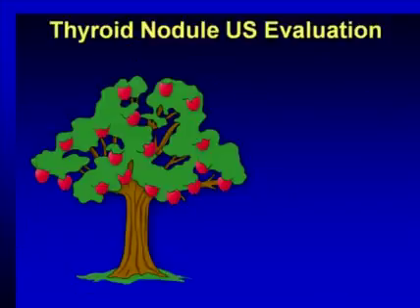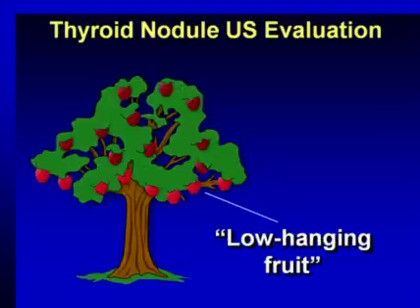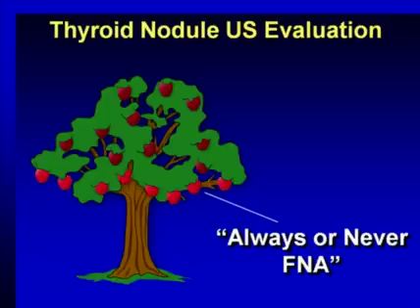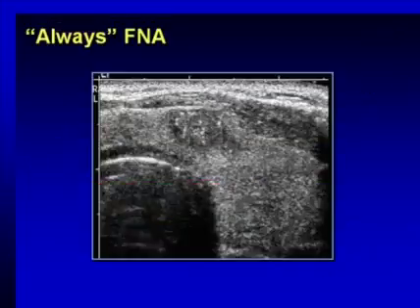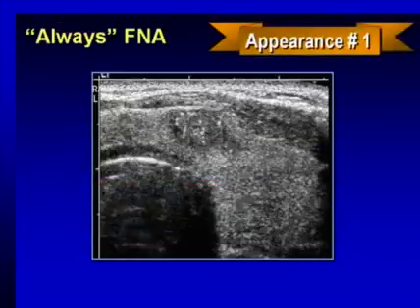Another way to think of this is that there are many thyroid nodules that we will all encounter in our practices. And what we're going to concentrate on today is the low-hanging fruit. These would be those that one would always or never do fine needle aspiration on. We realize there will be other nodules that wouldn't clearly fall into a specific pattern and might sometimes require FNA, but we'll concentrate today on the low-hanging fruit. So let's look at appearances that would either come to fine needle aspiration or not come to fine needle aspiration.